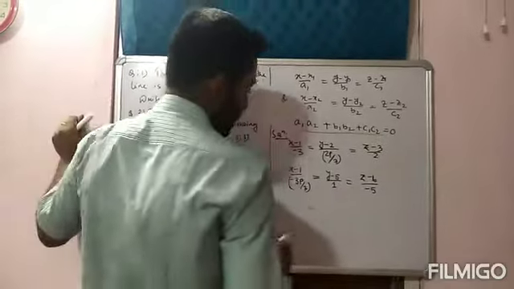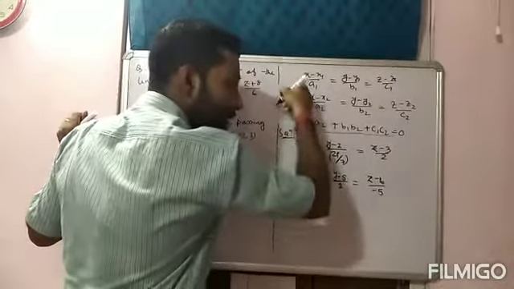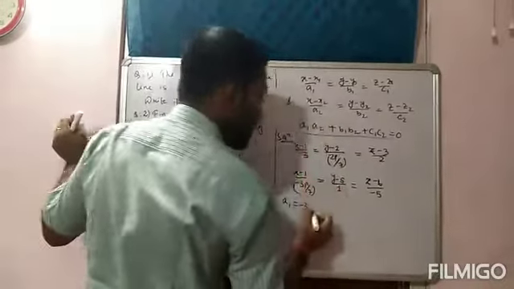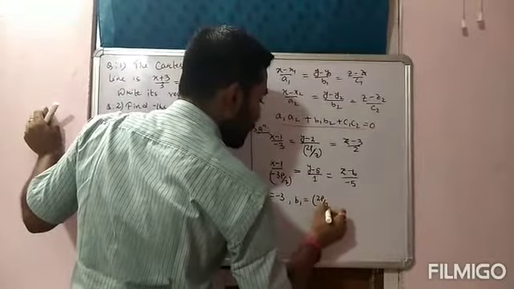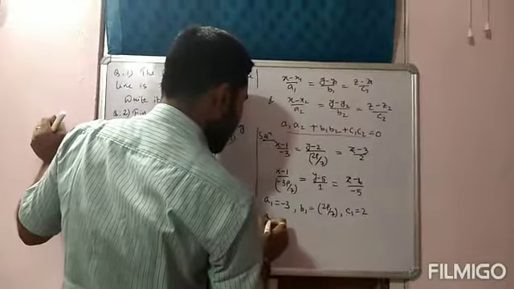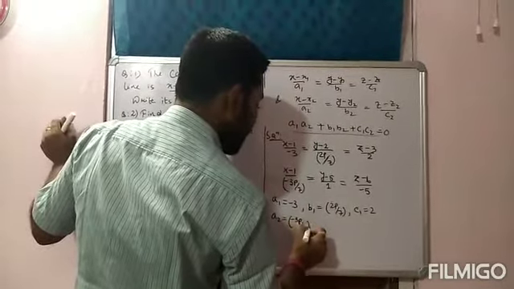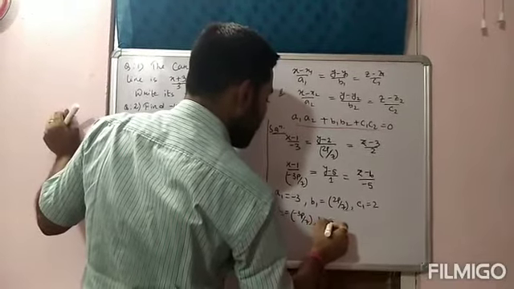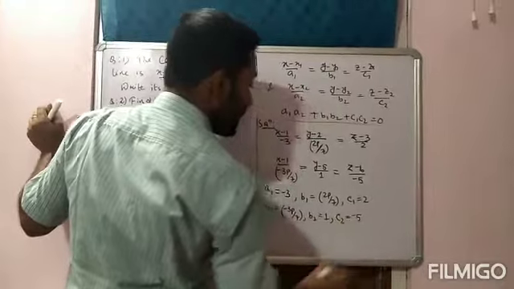So therefore, we can say that here a1 is equal to minus 3 if you compare this equation with the first standard equation. b1 is equal to 2p by 7. c1 is equal to 2. a2 is equal to minus 3p by 7. b2 is equal to plus 1. c2 is equal to minus 5.